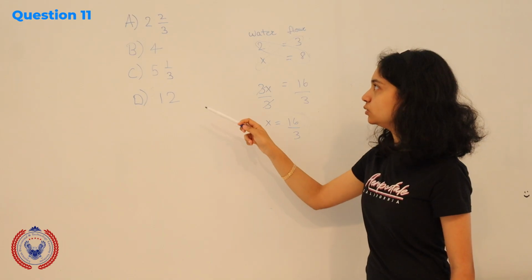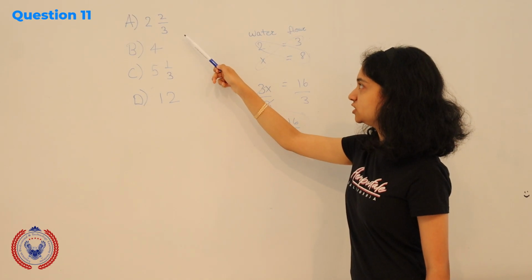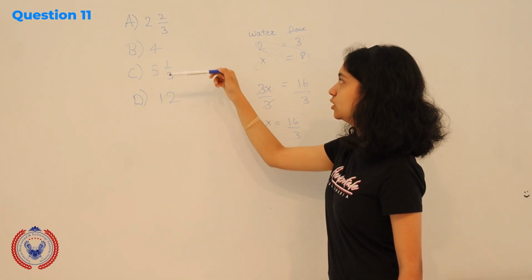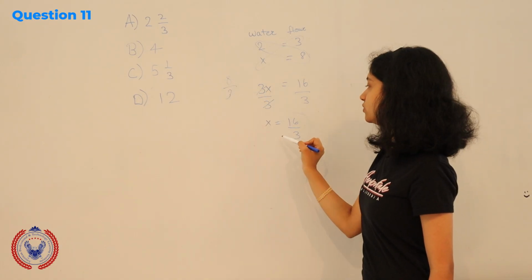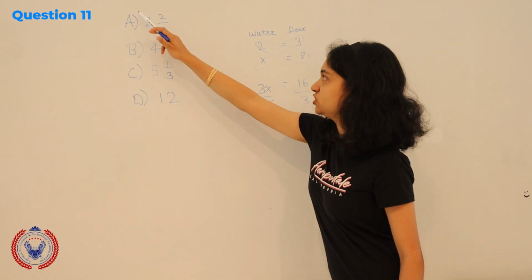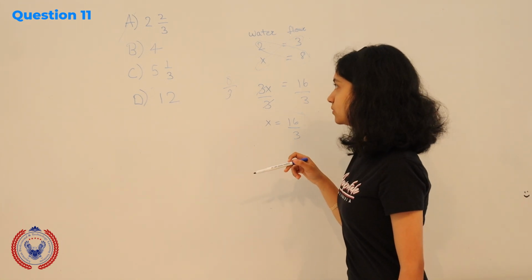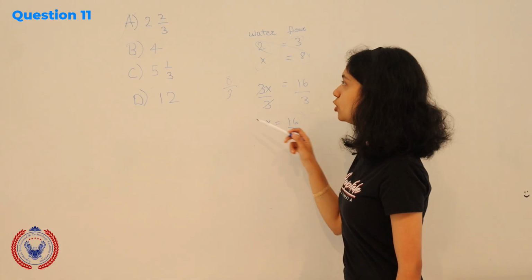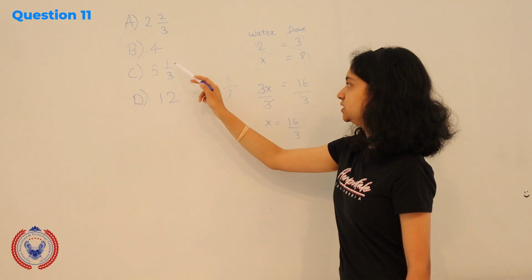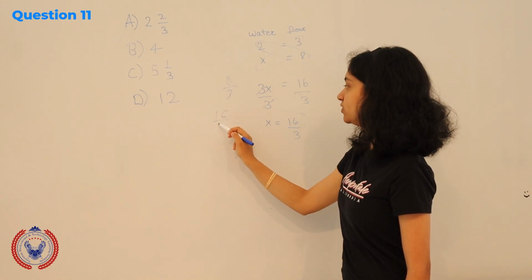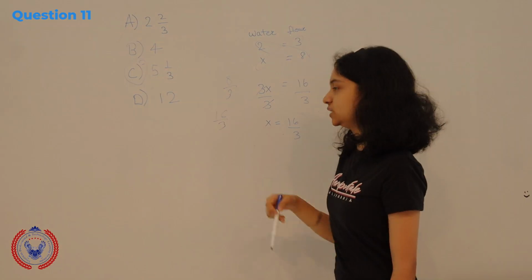Looking at all the options, for option A, we would convert this into an improper fraction by doing 3 times 2 plus 2, which would be 8 over 3. But is 8 over 3 our answer? No. So A is not a choice. Then we could see B. B is 4. Is this 4? No, so B is not a choice. C. So 5 times 3 would be 15 plus 1 would be 16. 16 over 3. Yes, that is our x. Hence, C is the correct choice.